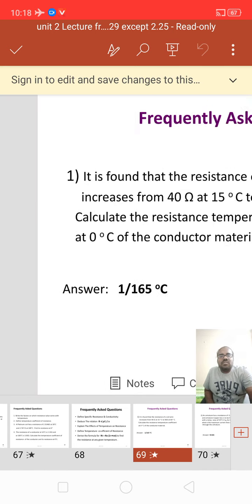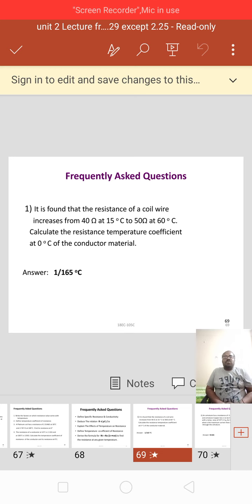One more question, a problem is given. It is found that the resistance of a coil wire increases from 40 ohms at 15 degrees Celsius to 50 ohms at 60 degrees Celsius. Calculate the temperature coefficient of resistance at 0 degrees Celsius of the conductor material. Here I have given the answer also, that is 1 by 165 per degree Celsius. Please do these three problems and submit them as an assignment to my WhatsApp.